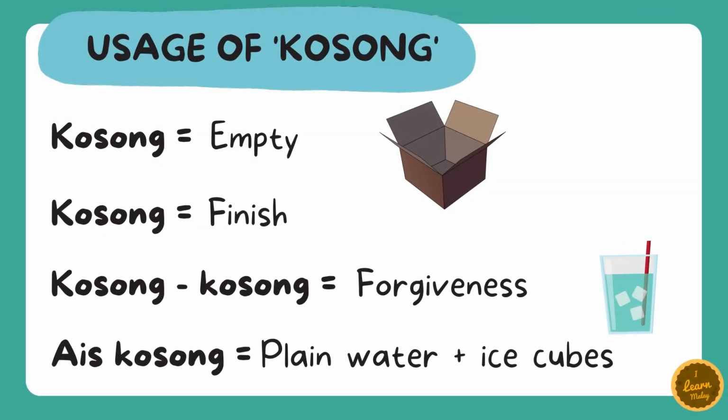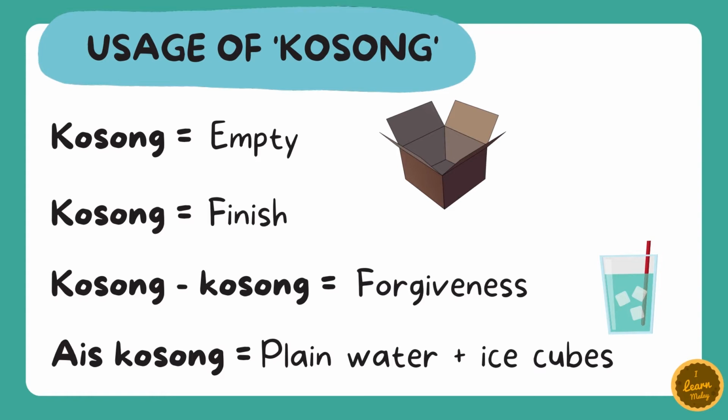Malay. Kosong could mean the number 0. It can also mean empty, finish. When the word kosong is repeated, kosong kosong, it means no more grudges between you and the other person, as in asking for forgiveness.